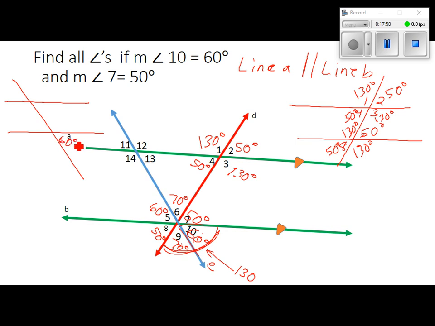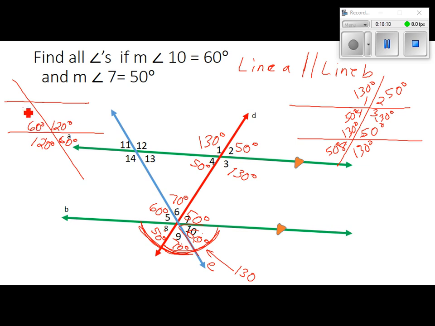60? The other one is 8 and 9. This one's 8 and 9 together, isn't it? So how much is it? 130. Close. 120. 120? How much is this one right here then? 120? How much is this one?